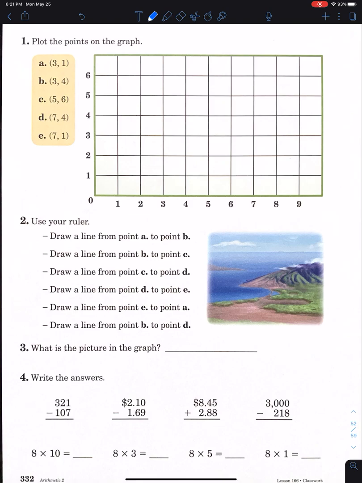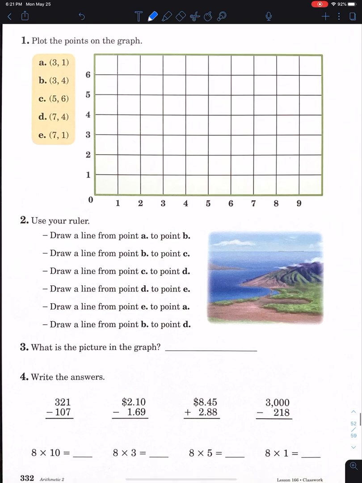Let's start off with A. 3, 1. So we're going to go over to the 3, starting at the very bottom line, going across the bottom. Count 1, 2, 3, find the 3, and then we have to go up 1 and put our point right there where 3 and 1 cross over each other, or intersect is the fancy way to say that.